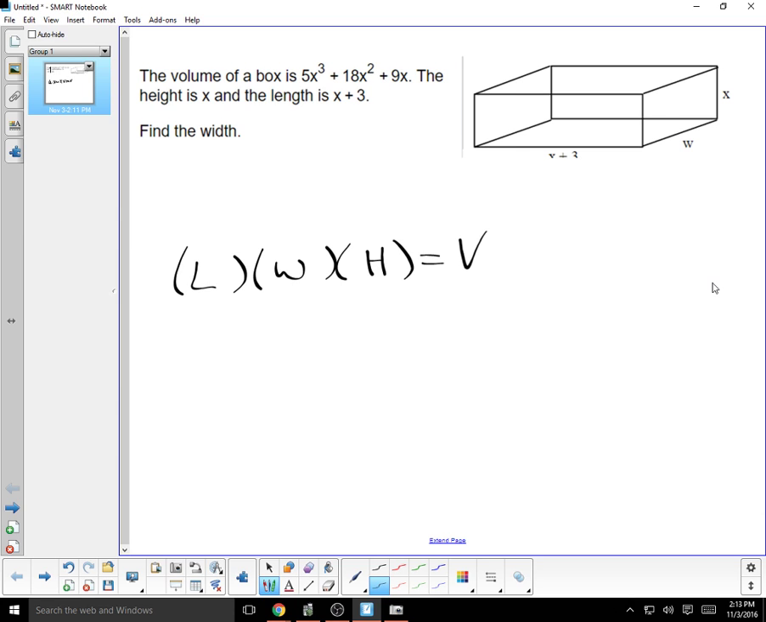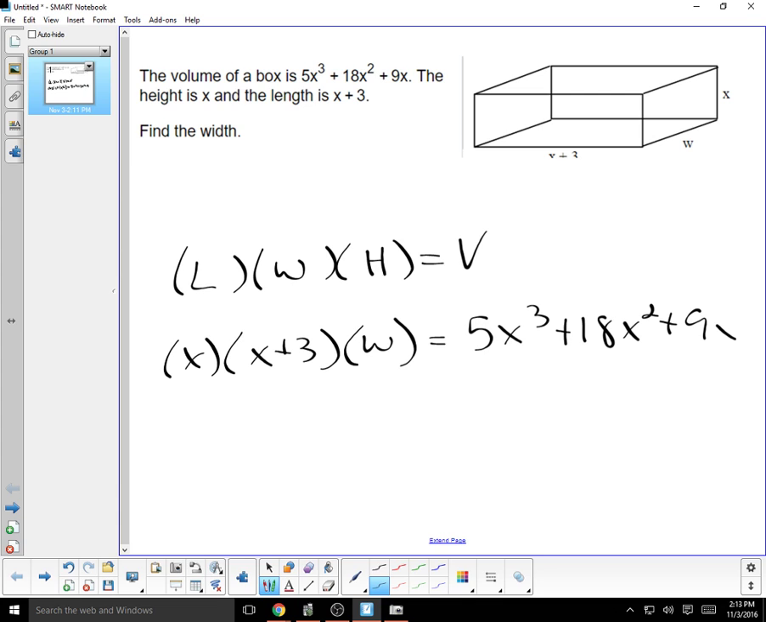Now, they gave us a couple things. They told us that the height is x. Is it cool if I just write it here? It doesn't matter, right? Commutative property and all. So x is the height. They also told me that the length was x plus 3. The one I don't know is the width. But I do know that the volume happens to be 5x cubed plus 18x squared plus 9x. Everyone's cool with that? Any questions at all? Ask now or forever be confused.